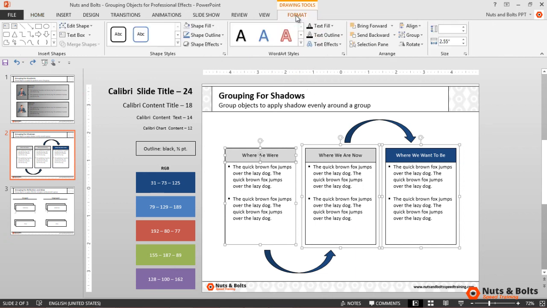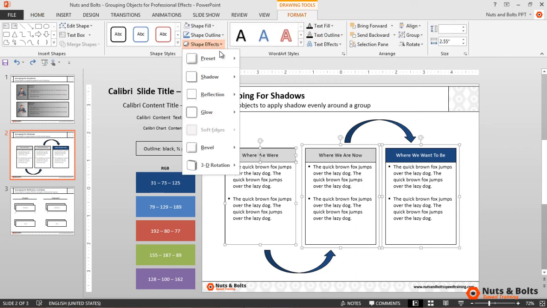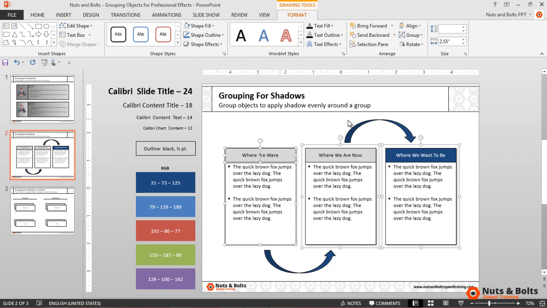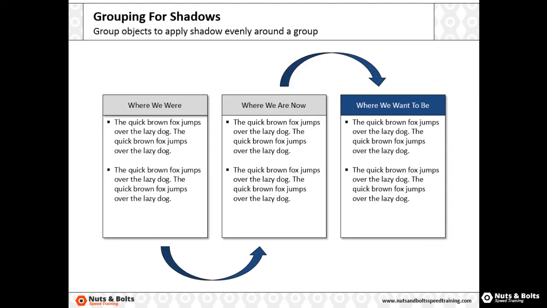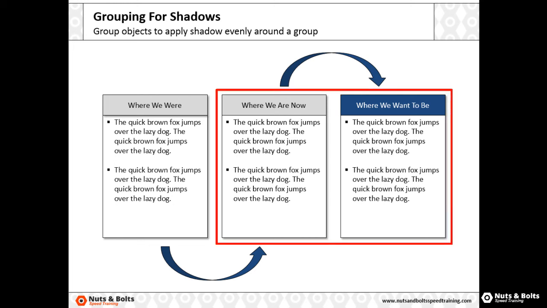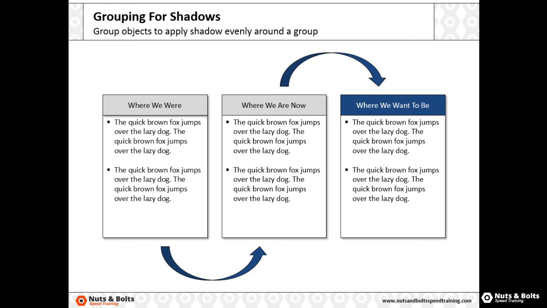I'll quickly, from the Drawing Tools Format tab, select Shape Effects, select Shadow, select Outer, and hit Shift F5, and there you go. Just like gradients, the shadow is evenly applied around the grouped objects there on the right, giving it a nice professional polish, whereas if you look at the title on the far left, it also has an outer shadow around it, so it looks a little bit odd.